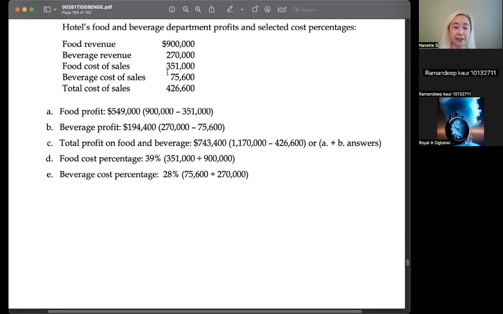That is 351,000, the food cost of sale, divided by your food revenue, which will give you the percentage for food costs. In the same way, you can also compute your beverage cost percentage. You get your beverage cost of sale divided by beverage revenue. In this case, it's 28%.